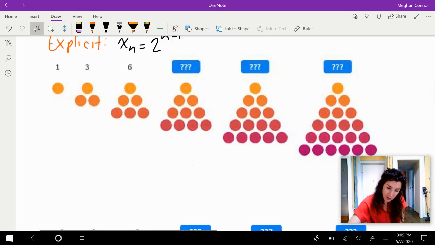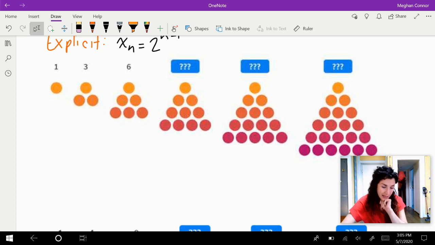Next pattern, we have these triangles here, and we're adding one more every time. So we've got 1, our first term is 1, our second term is 3, our third term is 6, and so on. I'm sure we can see the recursive formula here where you take the previous one and you add on one more than you did before.